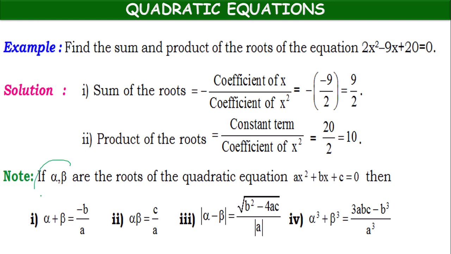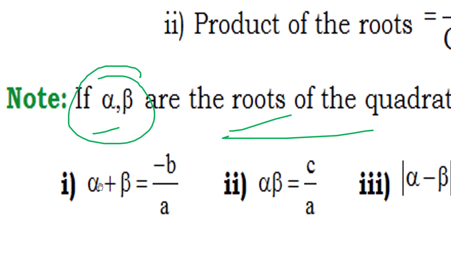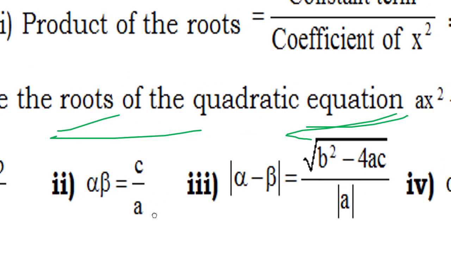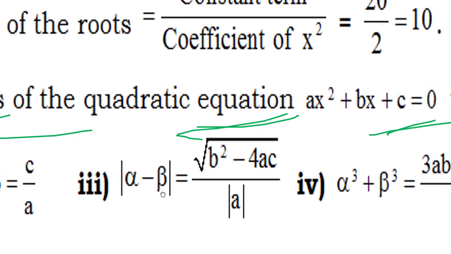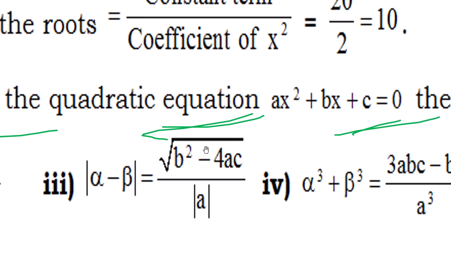Okay, children, in the same way, if alpha, beta are the roots of a quadratic equation, then we have some formulas to be remembered. Alpha plus beta equals minus b by a, alpha beta equals c by a. Modulus of alpha minus beta means the absolute value of the difference of roots. Alpha minus beta means the difference of roots. These two lines represent modulus, which means the absolute value of the difference of roots equals root of b square minus 4ac by modulus of a.